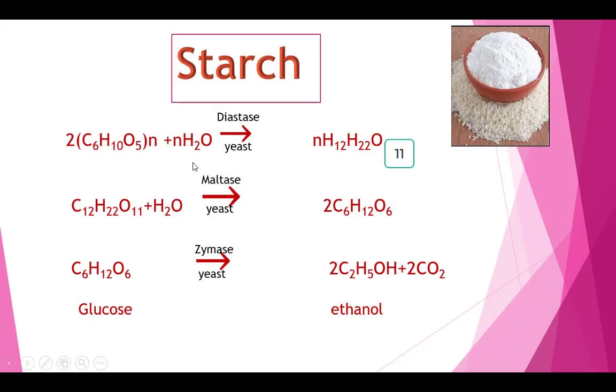C6H10O5 changes to C12H22O11 with the help of an enzyme diastase, which is secreted by yeast, and this C12H22O11 again is hydrolyzed to convert into glucose with the help of an enzyme maltase, which is again secreted by yeast.